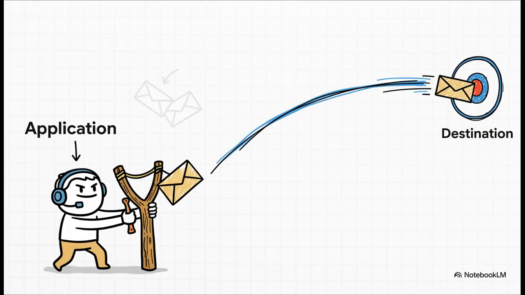And UDP, what does it do? Well, the bare minimum. It makes sure the data gets from the right app on one computer to the right app on the other. And it does a quick little error check. And that's it. No confirmations, no sequence numbers, no resending lost stuff. It is the definition of a fire and forget protocol.